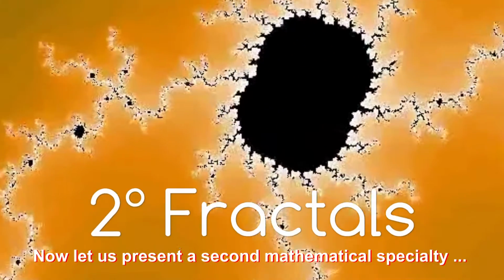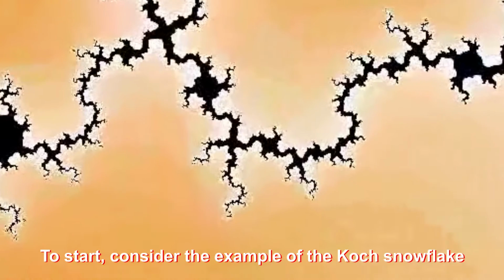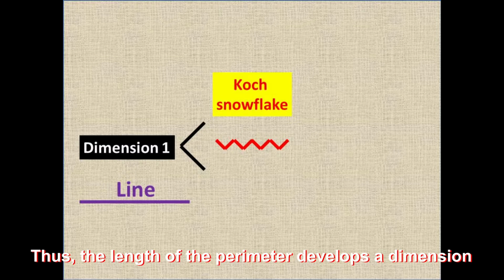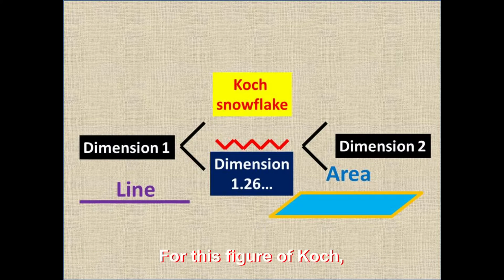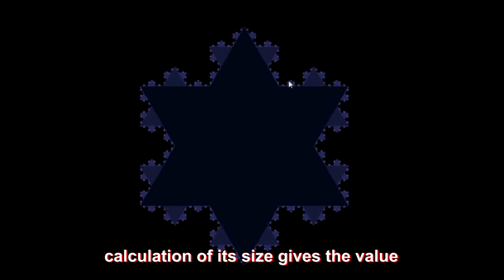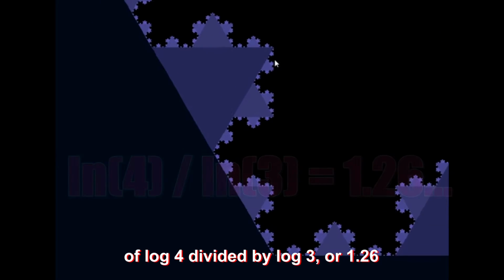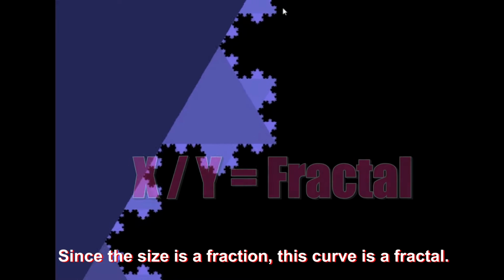Now let us present a second mathematical specialty, the fractals. To start, consider the example of the Koch snowflake. In the case of this mathematical curve, the iteration consists of multiplying each straight portion by 4/3. Thus, the length of the perimeter develops a dimension greater than 1 without reaching the size of a surface. For this Koch figure, calculation of its dimension gives the value of log 4 divided by log 3, or 1.26.